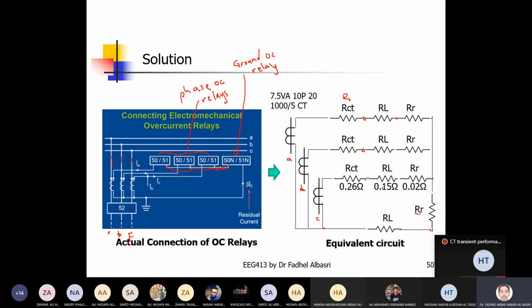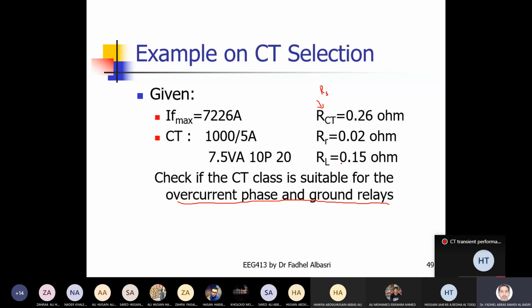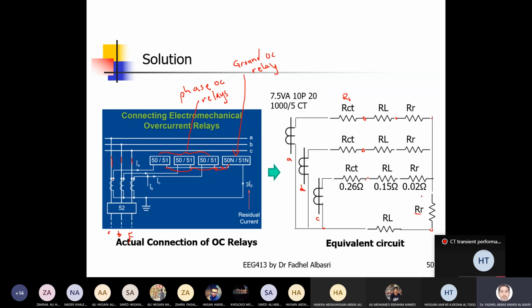So this is the equivalent circuit of the three-phase, okay, of the phase and ground overcurrent relay connections. Now I'm assuming the lengths here and here are approximately the same. So these lead resistances are equal, okay, and it's given. RCT is given as 0.26. RR, the relay, is also given. I'm assuming also RR for the ground is the same, but it's not necessary for the overcurrent relay. Sometimes this is different from this. But in this example, I'm assuming it is the same. Okay. So this also for the ground is 0.02.